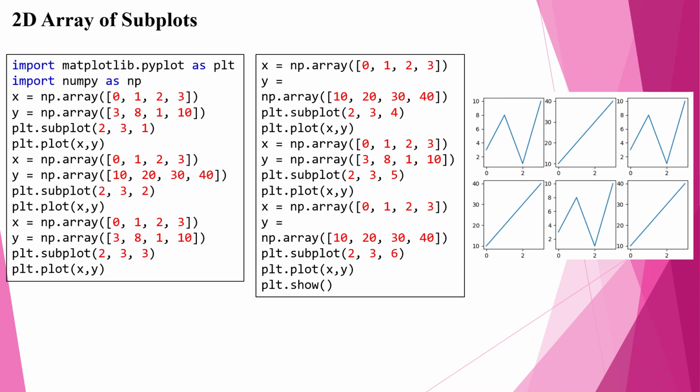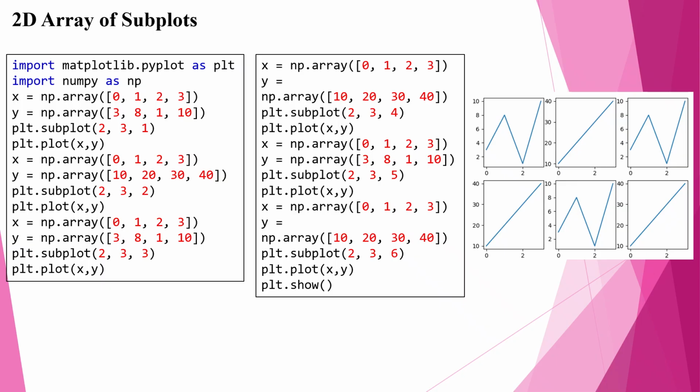This demonstrates how to create a 2D grid of subplots using matplotlib. The subplot function is used with three arguments where the first value represents the number of rows, the second represents the number of columns, and the third indicates the position of each plot in the grid. In this example, the layout is defined as 2 rows and 3 columns, creating a total of 6 subplots.